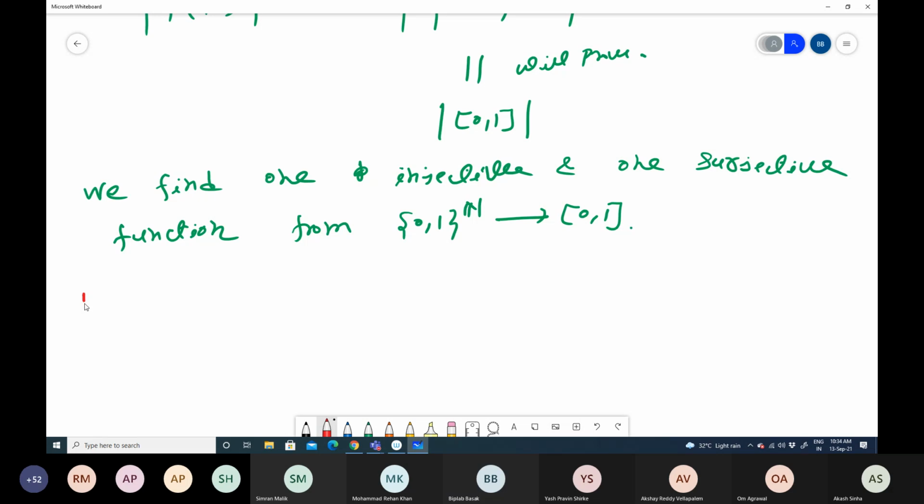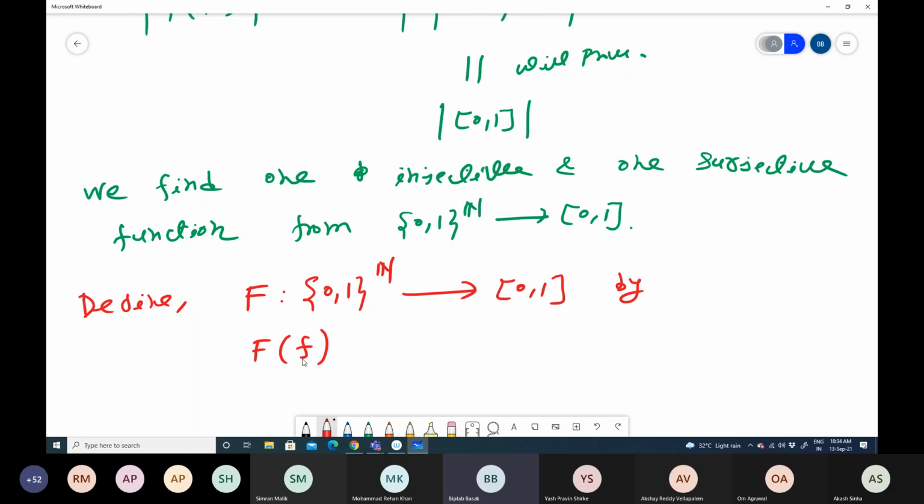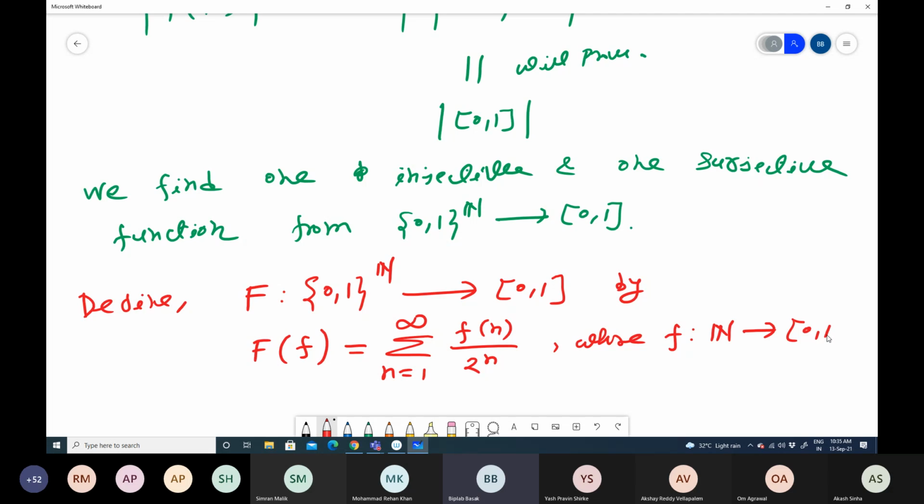Now define, say, capital F from {0,1}^N to [0,1] by F of f, where f is a function from the natural numbers to {0,1}, equals the summation n equal to 1 to infinity of f of n by 2 to the power n. So f of n is either 0 or 1.